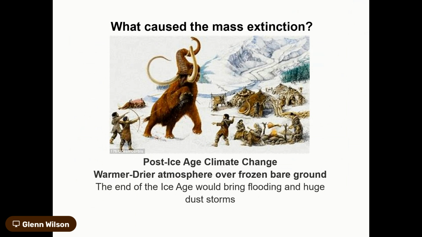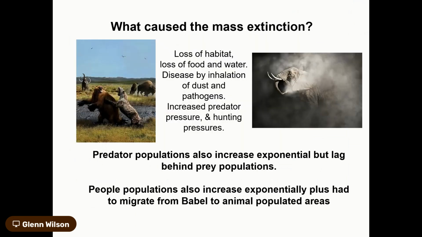Now you've got this animal that's adapted for very cold conditions, and you're moving into a period of warmer, drier atmosphere. And you've got all this frozen ground. It's going to be bare when it melts, and at that time, you're going to have extreme winds because you've got these cold areas over a now drier atmosphere. Extreme winds, which cause dust storms. And Craig, you talked about this.